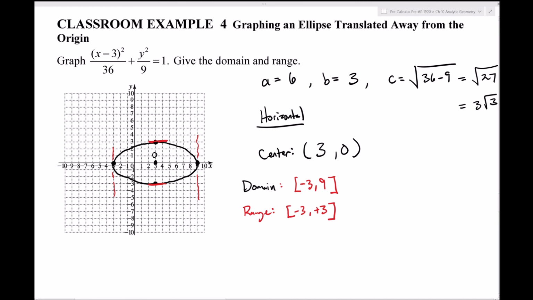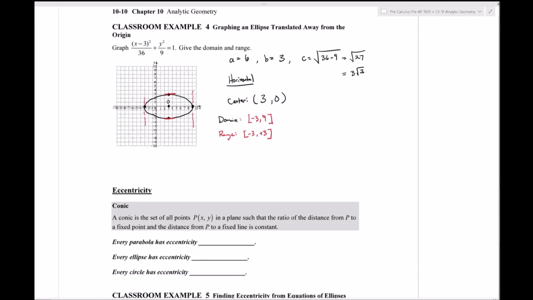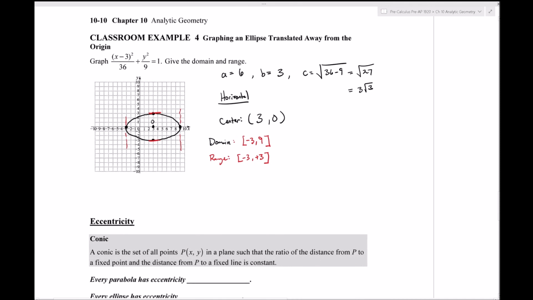And that's basically it for example 4. That'll be it for the section as well. So I'm going to go ahead and stop it here. And then we'll see you again for section 3, which there's probably going to be 2 videos for that too.